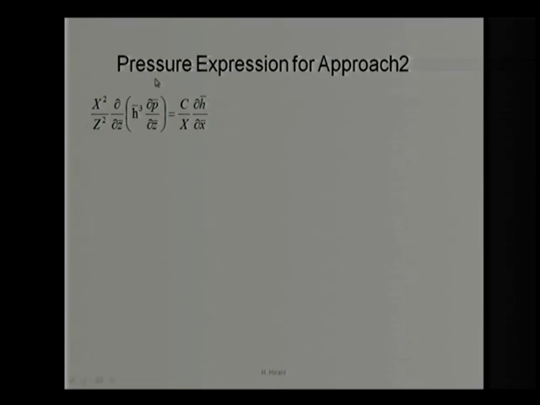So, to do that, let us start with approach 2 first. We find the pressure distribution, or the pressure expression, using approach 2. This is the expression here; x, earlier we were using the value 100, while here we are using x square by z square. These are the non-dimensional terms, and we can rearrange.